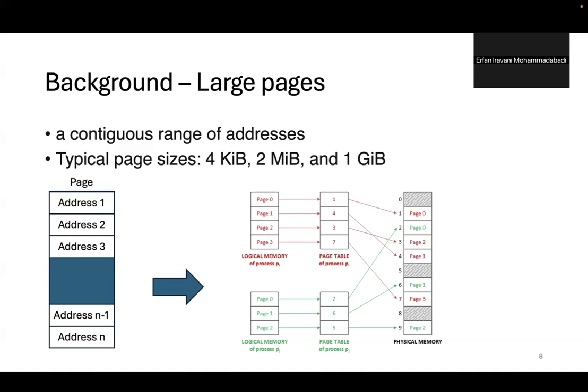Looking at the diagram on the left, we can see a page that is being made out of contiguous logical memory. On the right, we see how these pages are stored in physical memory. Different processes have separate logical memory spaces, and their pages get mapped to different frames in physical memory.